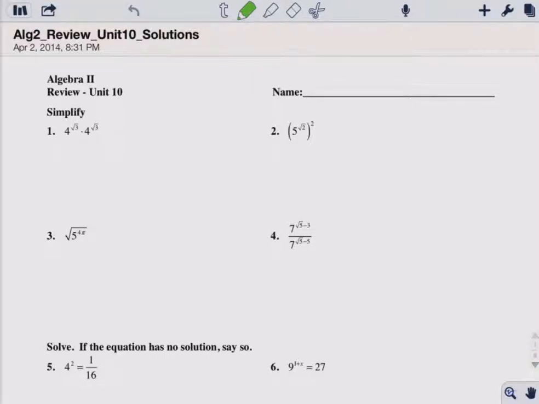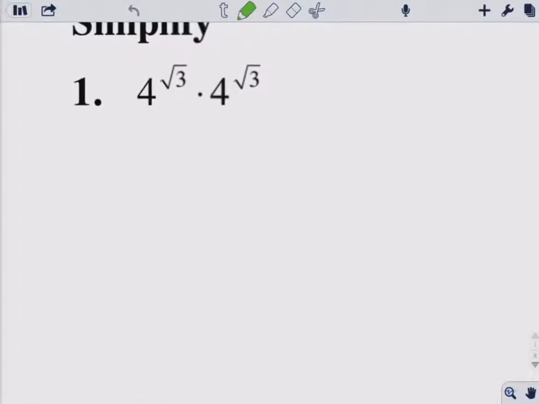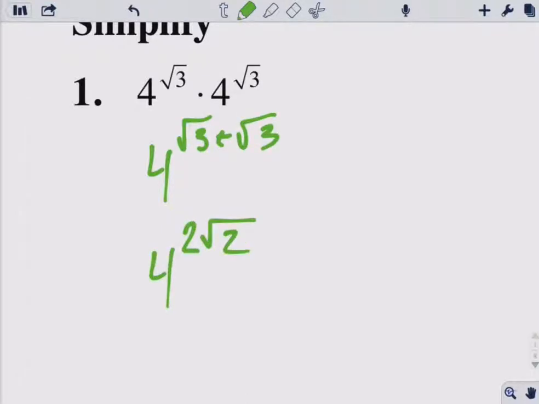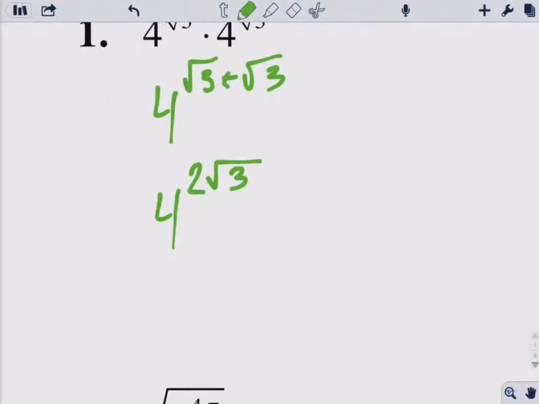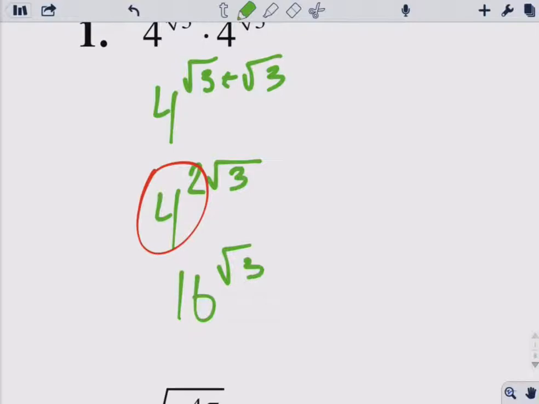Alright, this is the first page of the Algebra 2 CP review for Unit 10. Okay, so we're simplifying. We've got like bases, so to do this we add the exponents. That tells me I've got 4 raised to the 2 square root of 3. What I want to do is deal with that. That right there becomes 16 raised to the square root of 3. And that is our answer.